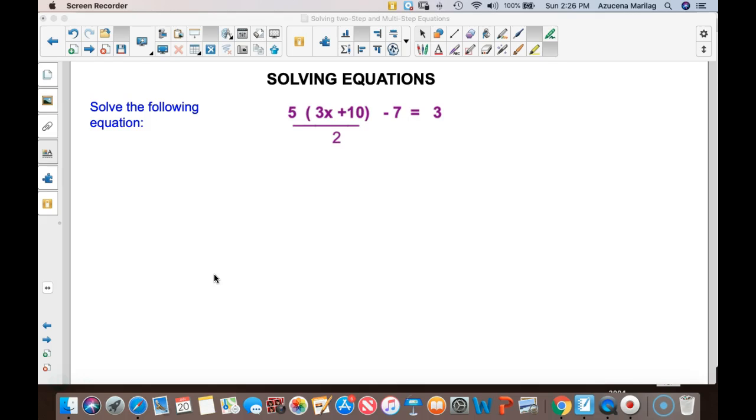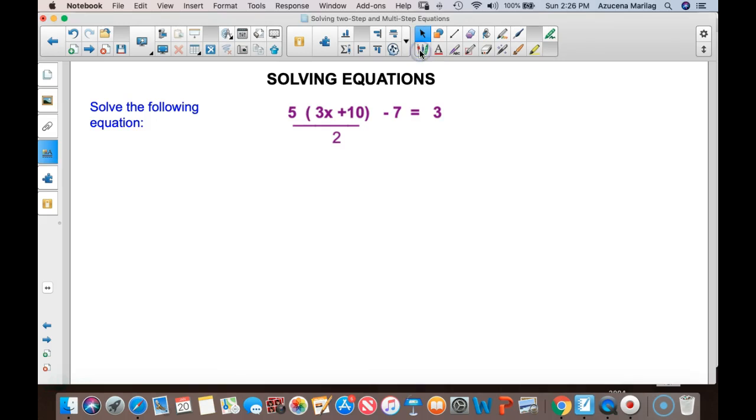We have here 5 times the quantity, 3x plus 10 divided by 2 minus 7 equals 3. So the first operation that I can see there is multiplication. That 5 there is a multiplier. There's a parenthesis enclosing the 3x plus 10. There's a dividing by 2 to indicate division, and there's a subtraction.